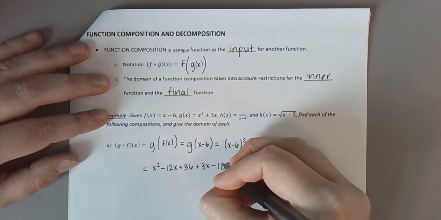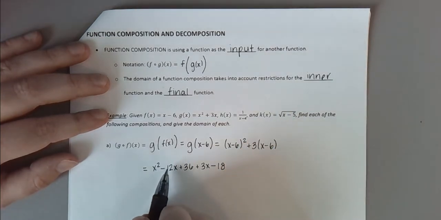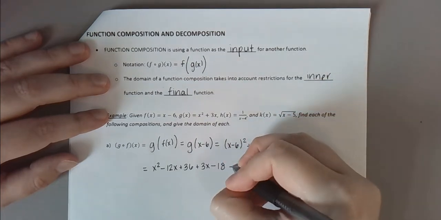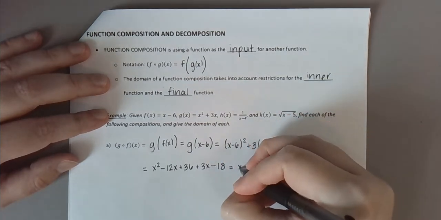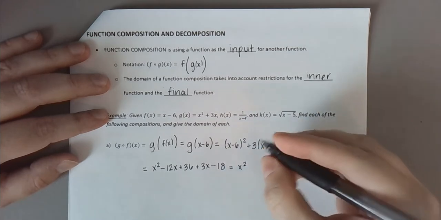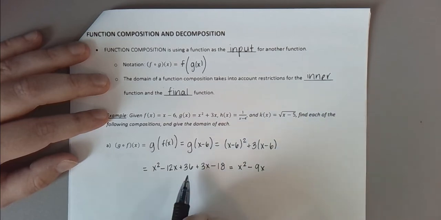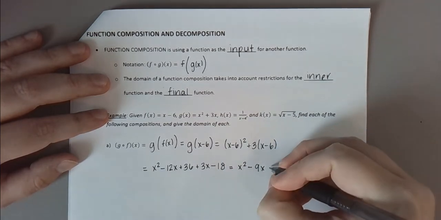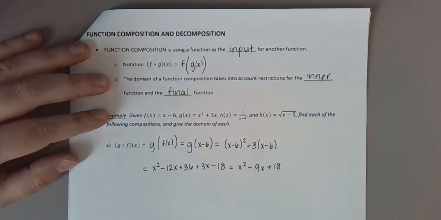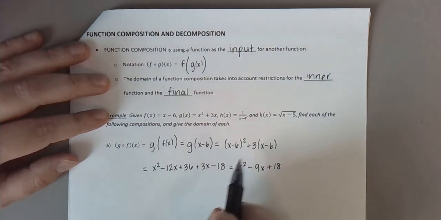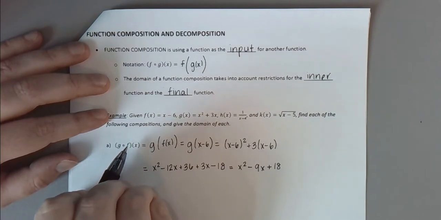minus 18. And then we need to combine our like terms, so negative 12x and positive 3x combine, and then also the 36 and the negative 18. So our final expression is going to be x squared minus 9x, and then 36 minus 18 is going to be positive 18. So that will be our final function. This is the new function that results from composing the original functions g and f.